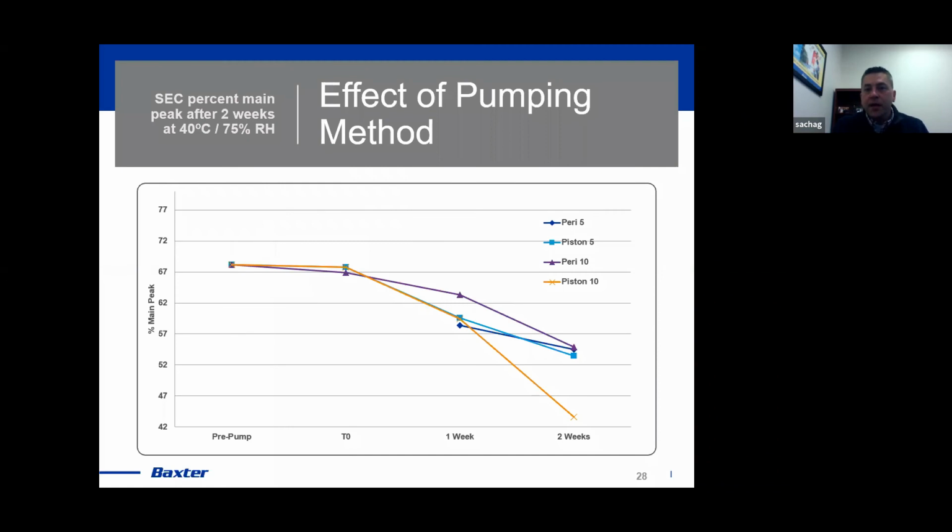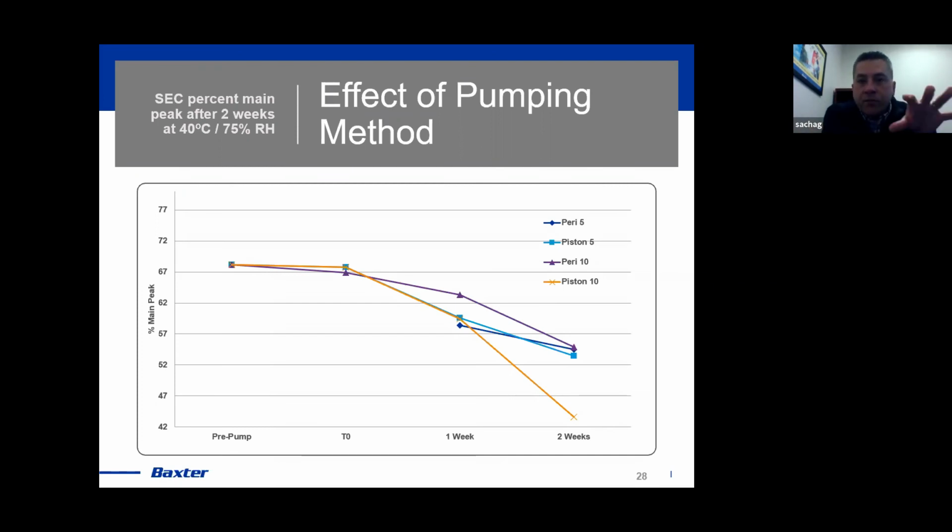So let's just look at one challenge. This is where we took solution and recirculated it 5 times and 10 times through a peristaltic pump and through a piston pump. Why would I want to recirculate it? Well, I'm trying to imitate that solution being trapped in between the cylinders of the piston pump over time.